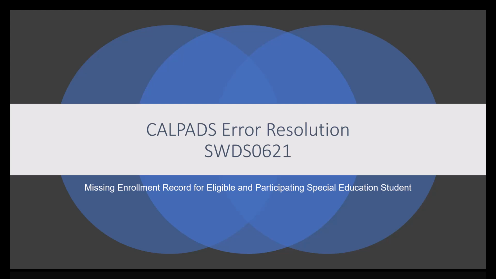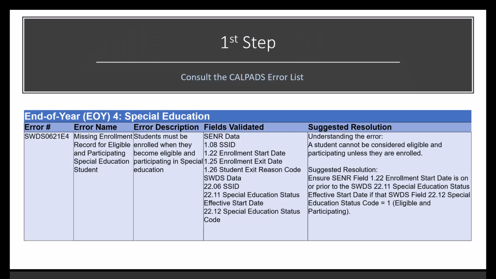CALPADS Error Resolution. SWDS0621: Missing Enrollment Record for Eligible and Participating Special Education Student.